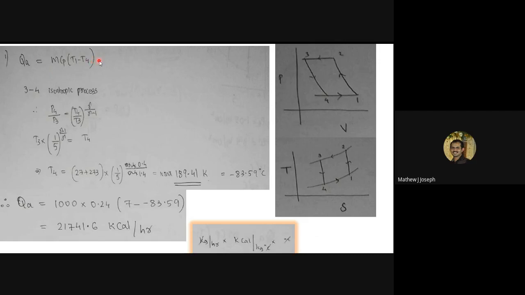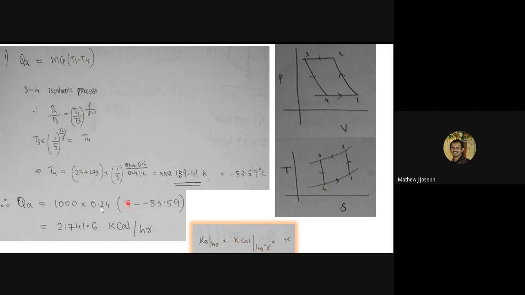mCp delta T. M will be the mass flow rate, which will be nothing but 1000. If possible, please look over here. I have written the units also here. Please take care of the units. This I am telling from the beginning itself. So 1000, the unit will be kilogram per hour times 0.24. 0.24 is the CP value. The unit itself is kilocalories per kilogram degree Celsius.